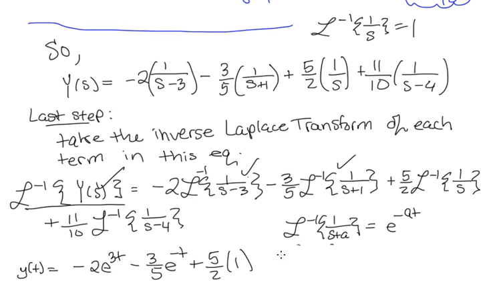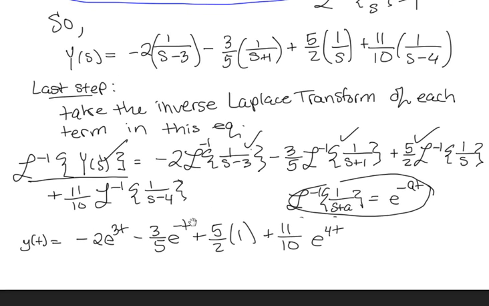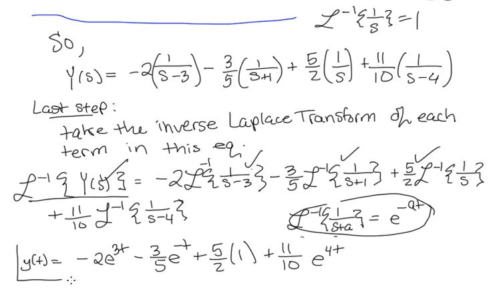So this will be multiplied by 1, plus 11 over 10. And the inverse Laplace transform of 1 over s minus 4, we're just going to use this to get e to the 4t. And that's our answer.